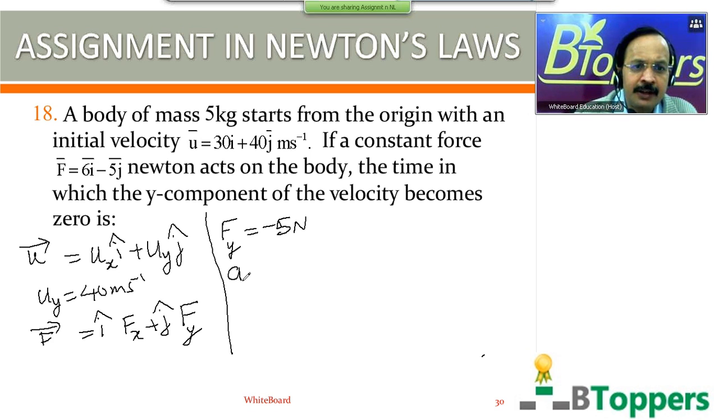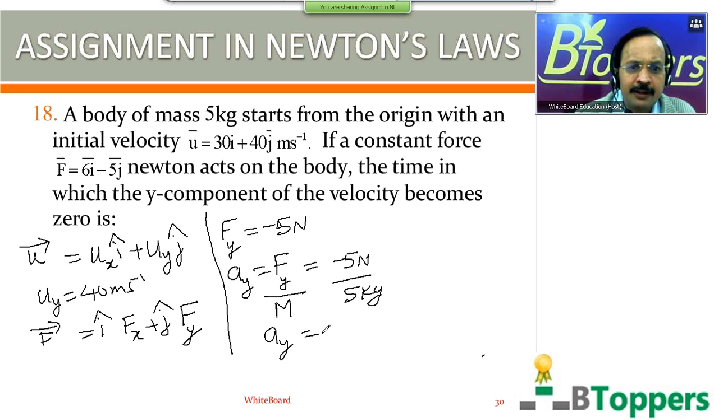For which you have to find the acceleration in the y direction. The y component of acceleration you can write as the y component of force by the mass of the body. The y component of the force is equal to minus 5 Newton. Mass is 5 kg. So the y component of the acceleration will be minus 1 meter per second square.